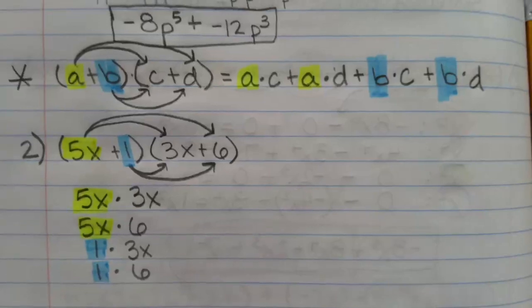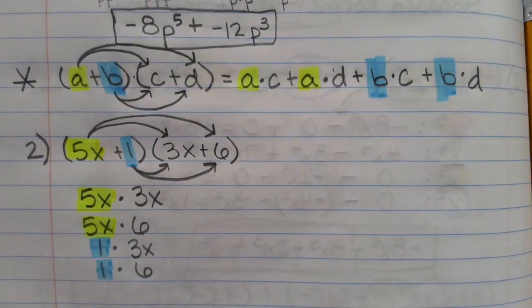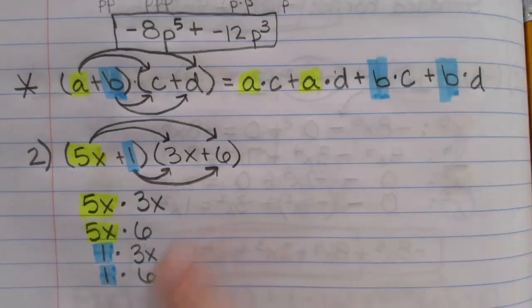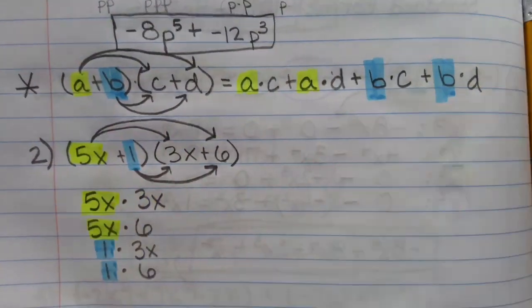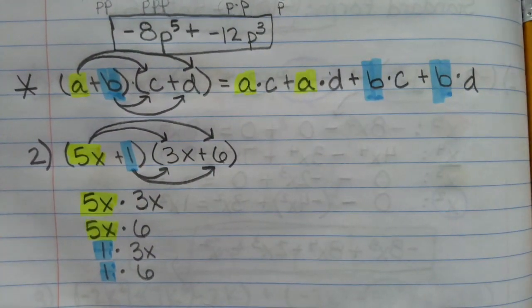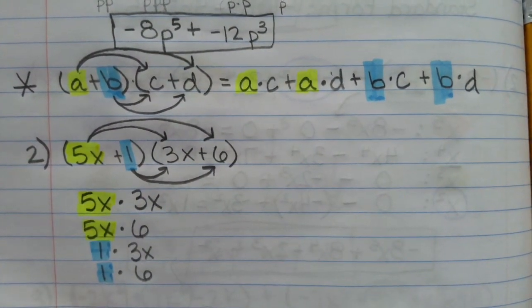Some people like to multiply as they go. I find when I multiply as I go, I get kind of lost at where am I up at top, where did I leave off, where did I pick up. But some people are really good at that, so just do it the way that makes sense to you.